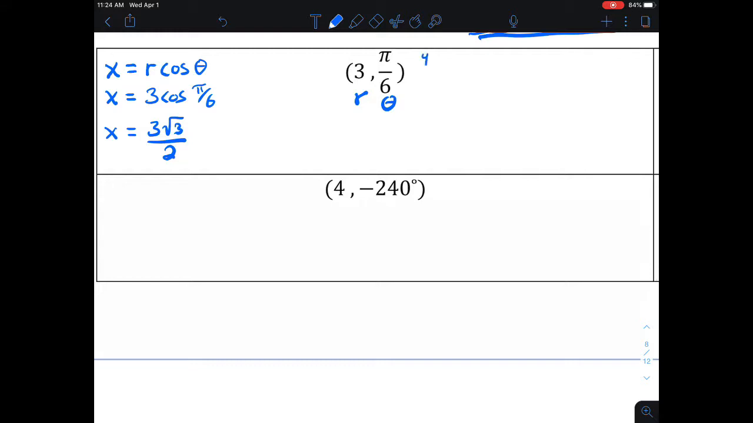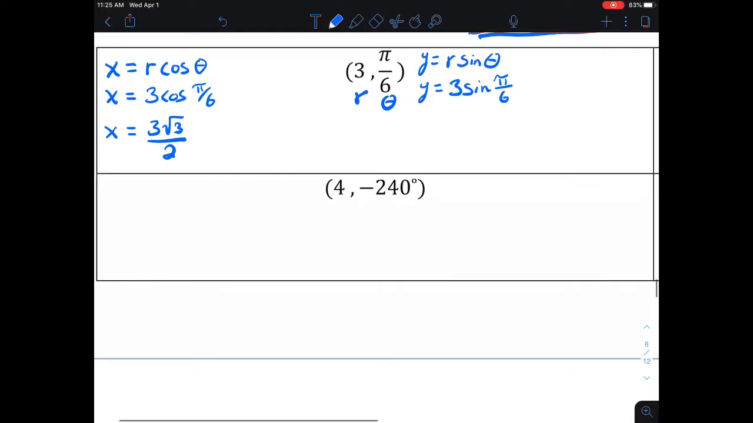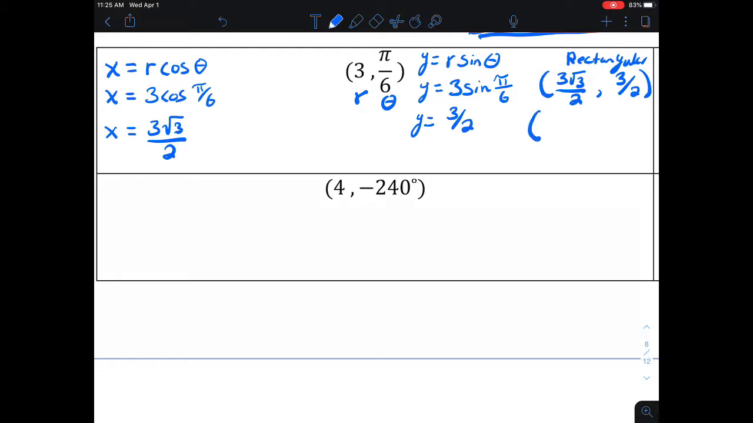And then y is equal to r times sine of theta. So it'll be y equals 3 times sine of pi over 6. Well, sine of pi over 6 is 1/2. And so the y part of this coordinate is just going to be 3 over 2. And so our rectangular point, which is x by y, is going to be 3 roots of 3 over 2 by 3/2. Or if I typed that into my calculator to get my answers, it would come out to be approximately 2.598 by 1.5.